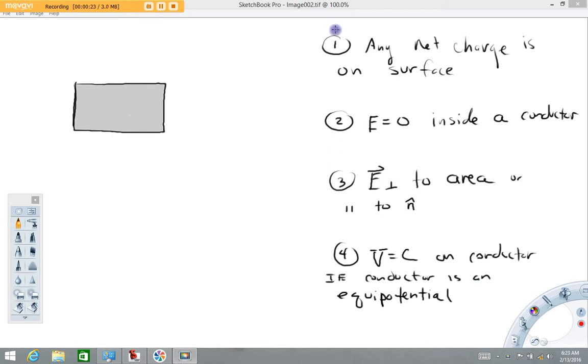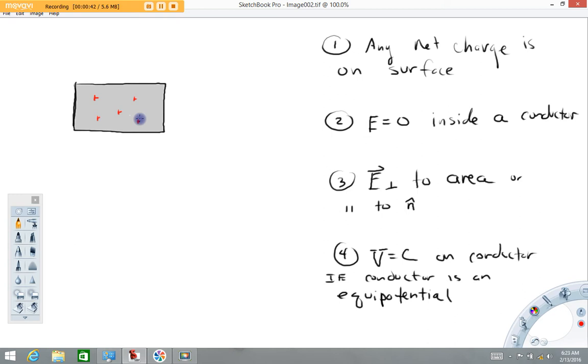So IFAC number one: any net charge is on the outer surface of a conductor. When we look at this picture, imagine this block of aluminum, and imagine that this aluminum has some sort of net charge on it. I'm just going to draw a couple, three or four here.